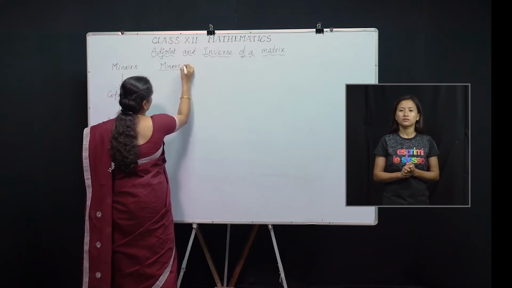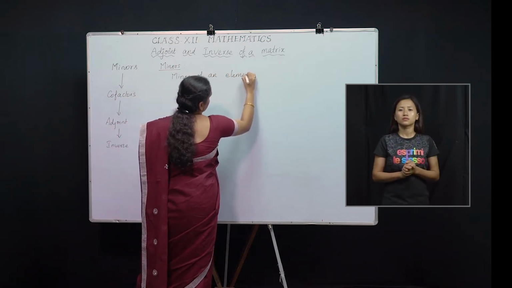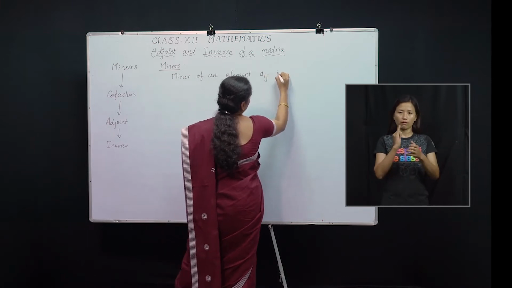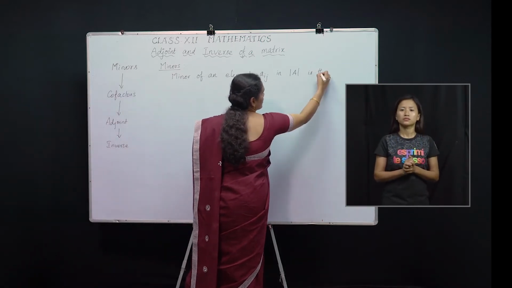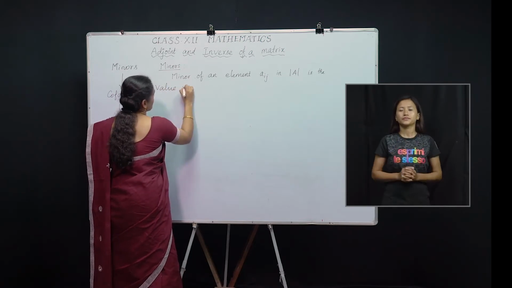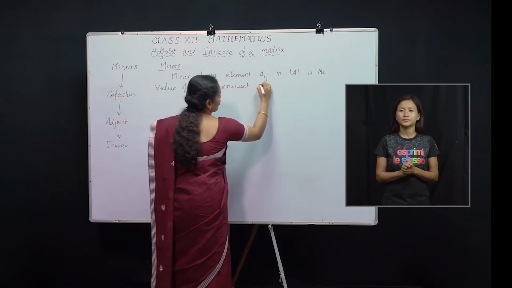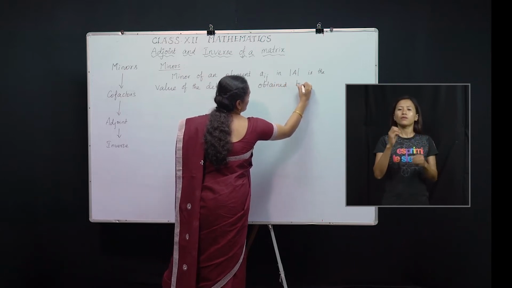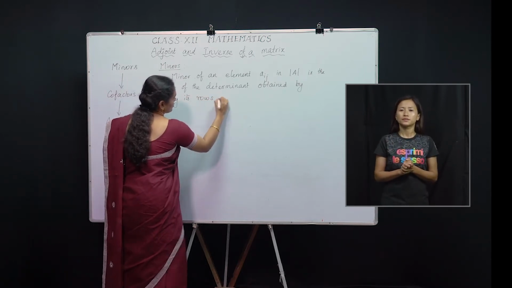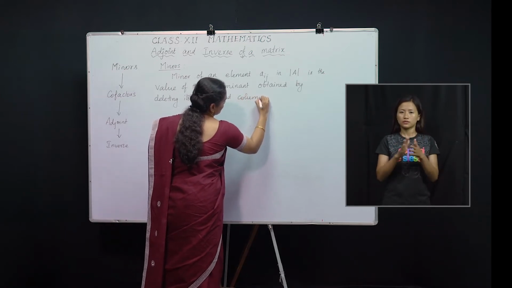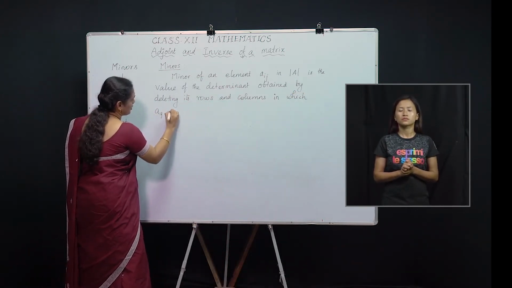Minor of an element Aij in the determinant of A is the value of the determinant obtained by deleting its rows and columns in which Aij exists.